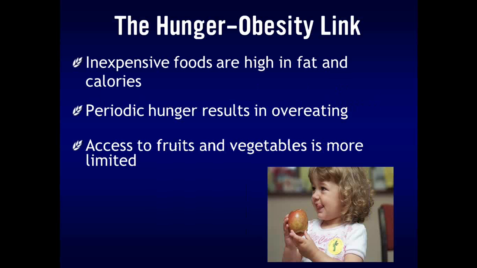And this is kind of a review of the obvious. The linkage is that inexpensive foods are high in fat and calories. Periodic hunger results in overeating when food is available, and they've actually been able to map, using GIS, that access to fruits and vegetables is more limited where it is, whether it's in the inner city or in a small Vermont town. You see higher rates of obesity.